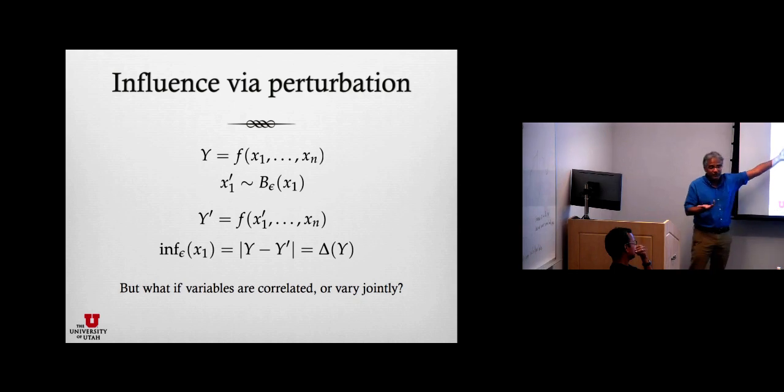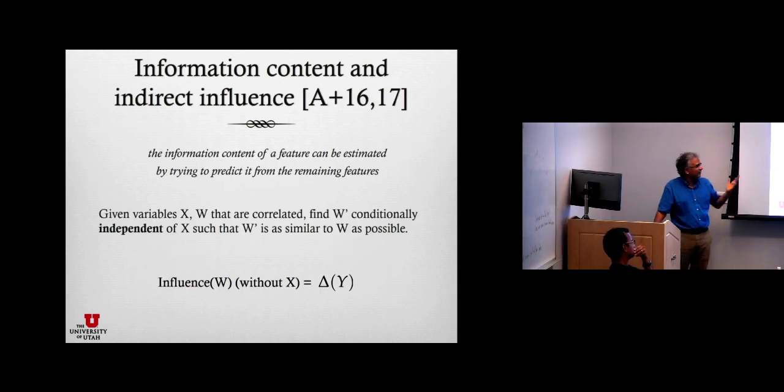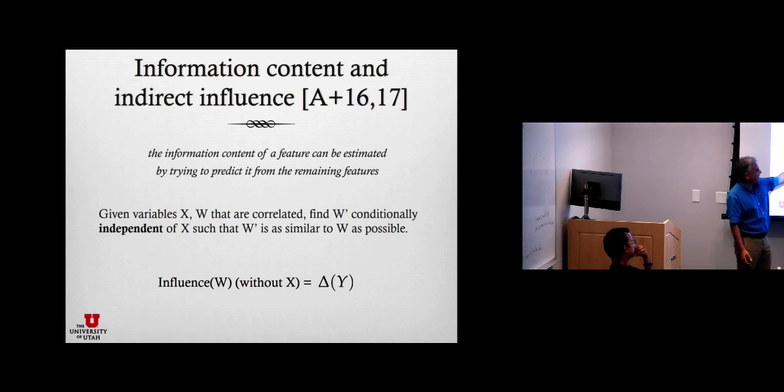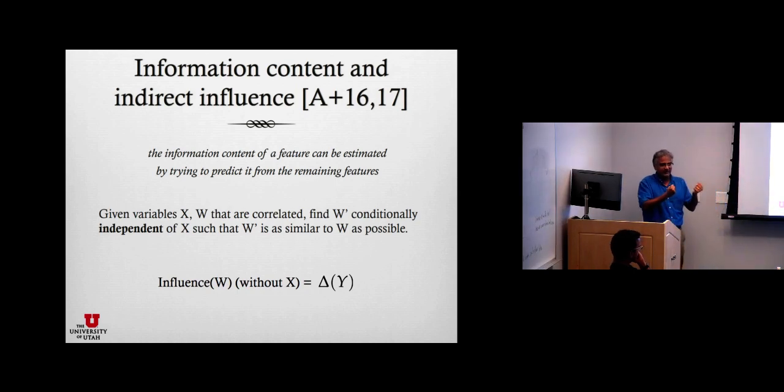And that's what I want to do in the general case as well, where this problem of correlation comes into play. So in general, what I want to say is that given two variables, X and W, that are correlated, I want to find a W prime that's conditionally independent of X that is still as similar to its original value as possible. What this will do is that now I can look at how the influence of W changes independent of X. So think of this like an information theoretic PCA in some sense. Right? So you want to basically subtract out the influence in a systematic way. Again, there are lots of details.